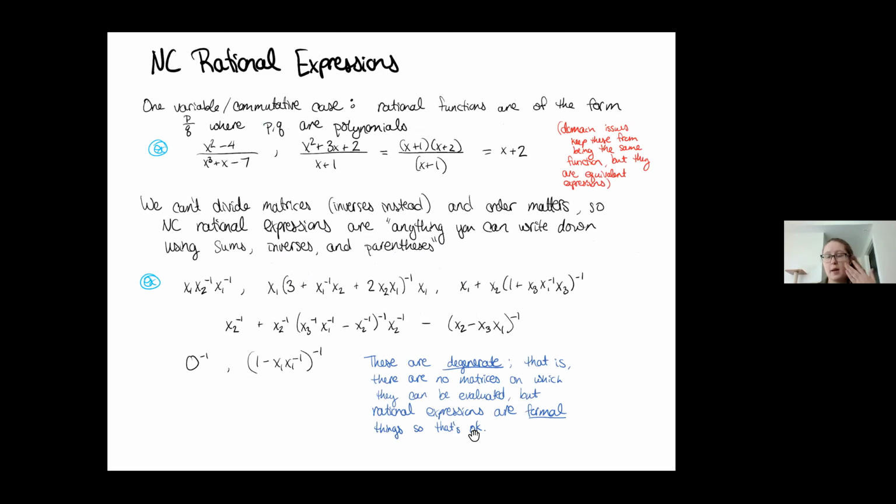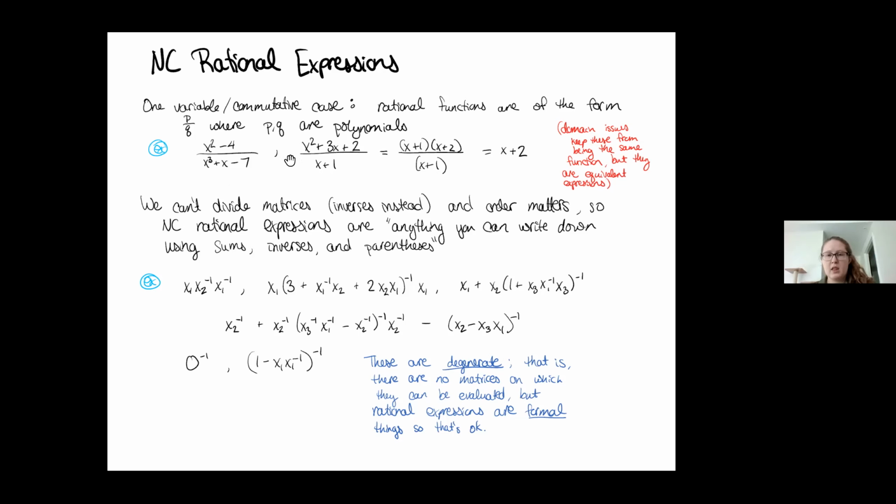Now, we also want to talk about rational expressions. Again, when you're teaching calculus or whatever, you start out saying, oh, polynomials, aren't those wonderful? And then we build rational expressions from polynomials. In our one variable case, or the commutative case, rational functions are of the form polynomial over polynomial. So an example here, I just took a polynomial and put it over another polynomial. Here's another one, and in this case, I'm able to reduce out that x plus 1.